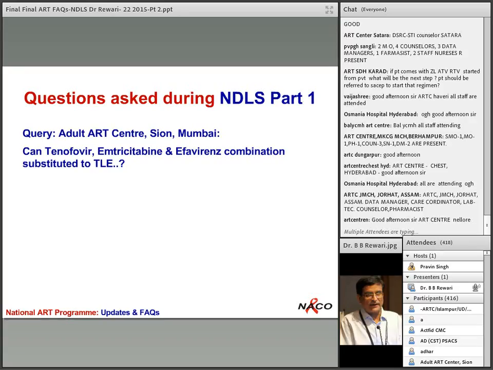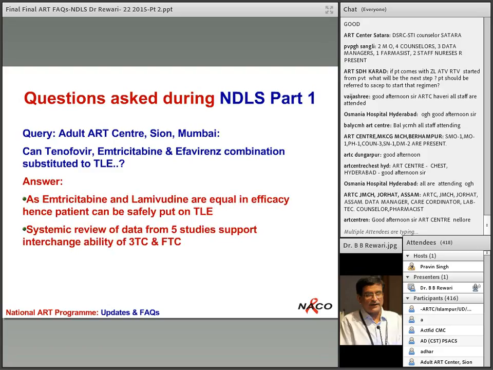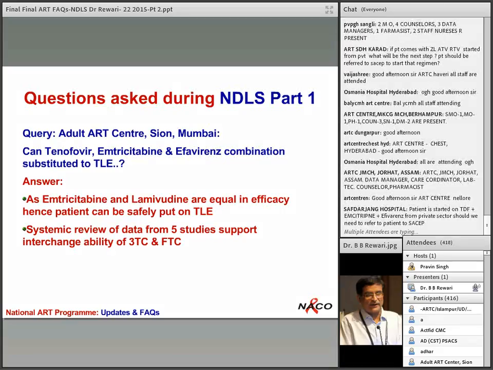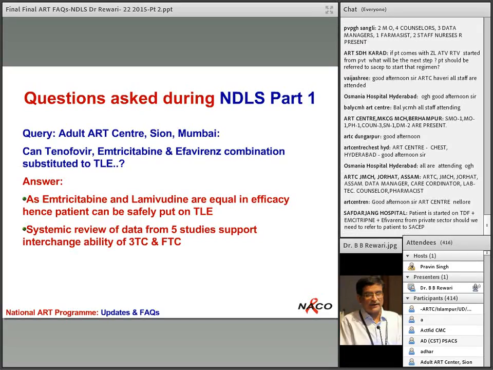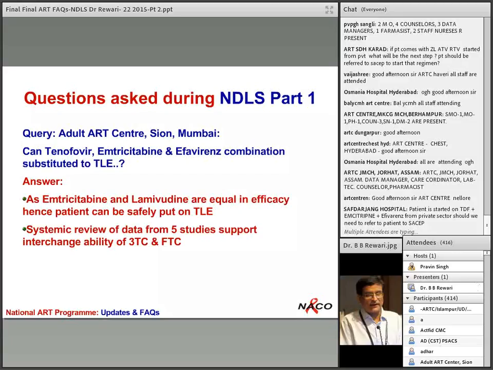Okay, there are some questions whether tenofovir, emtricitabine, efavirenz can be substituted. Yes, as I said earlier, emtricitabine and lamivudine are equal in efficacy. There is a systematic review of data from 5 studies which say that you can use these interchangeably, and your FTC, that is emtricitabine, is 3 to 5 times costlier than lamivudine.